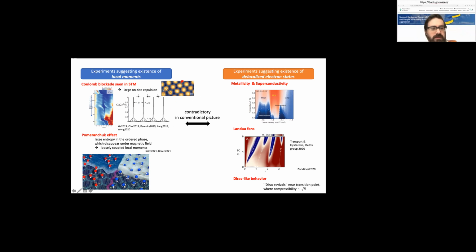So that's a very good point. Now you can actually see the metallicity and superconductivity. At the beginning, as you know, they were seen in transport experiments, but now you can see superconductivity in STM also. Oh, I see.